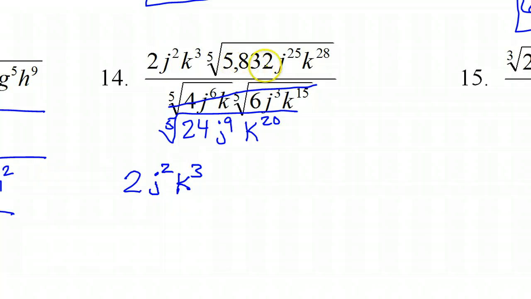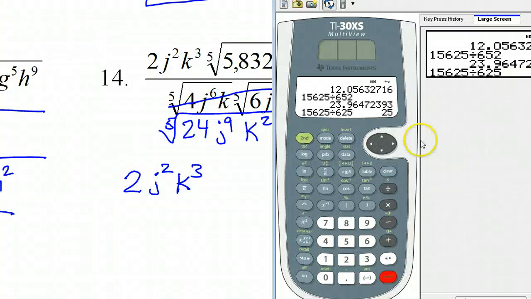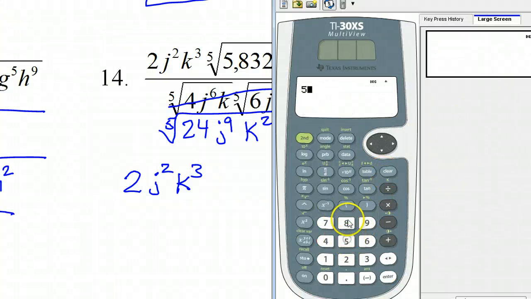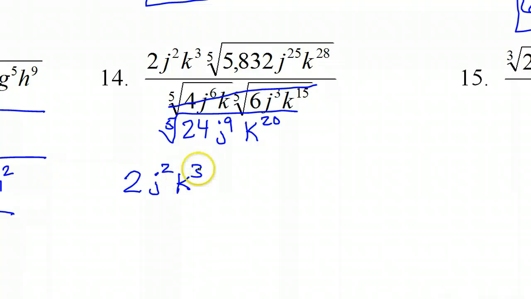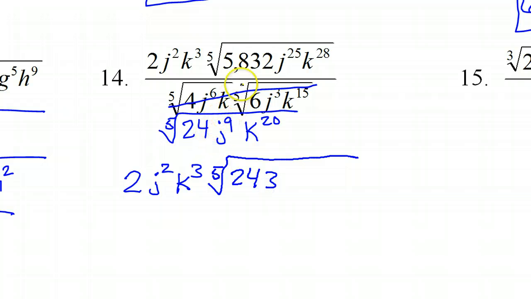Okay, 5,832. Let me try that again. 5,832 divided by 24. Okay, that's 243. So, I will have fifth root of 243. Now the variables, okay, looking at these j's.